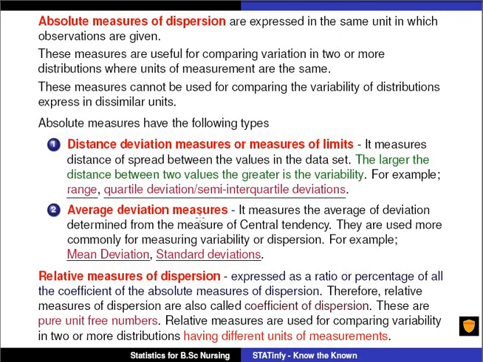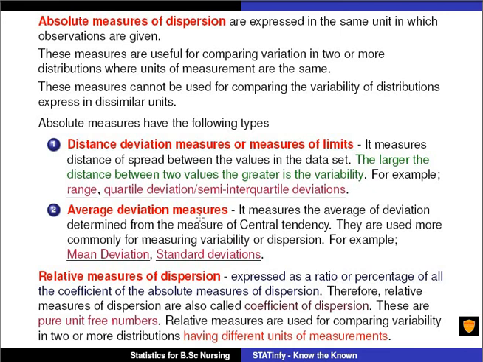Now, what are relative measures of dispersion? Relative measures of dispersion are expressed as a ratio or percentage of the coefficient of the absolute measures of dispersion. Therefore, relative measures of dispersion are also called coefficients of dispersion. These are pure unit-free numbers. Relative measures are used for comparing variability in two or more distributions having different units of measurement. So this is the main use of relative measures of dispersion.